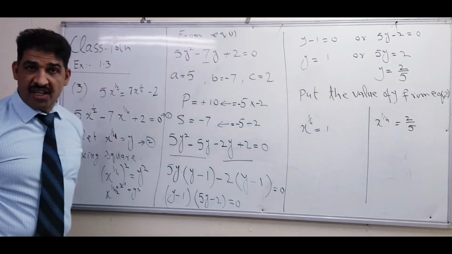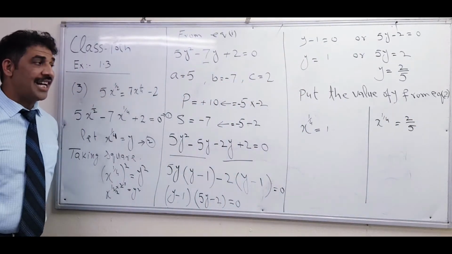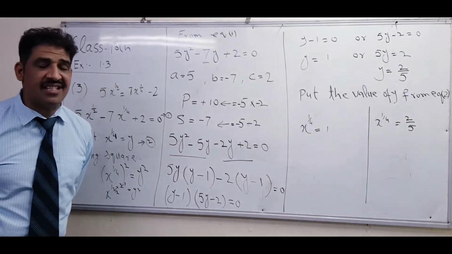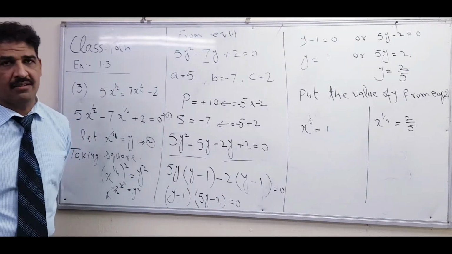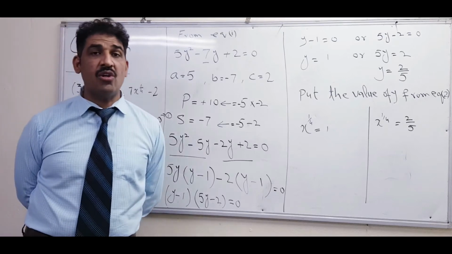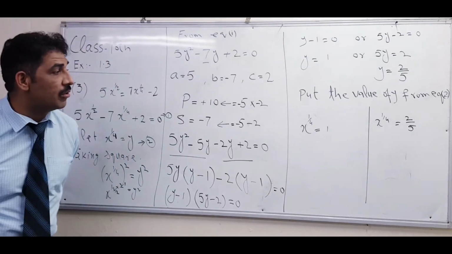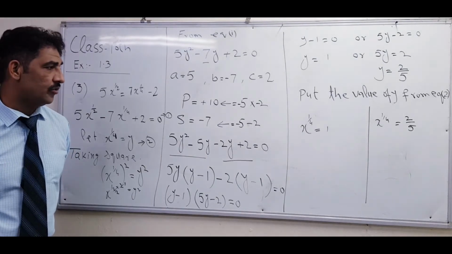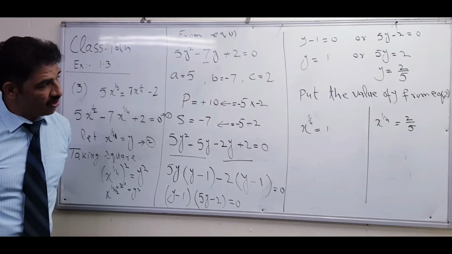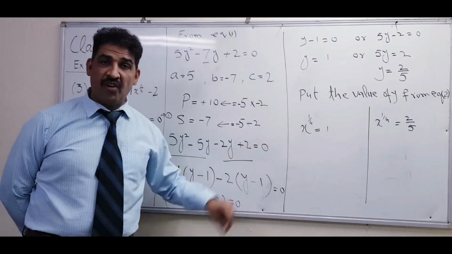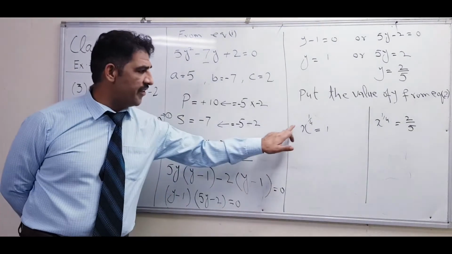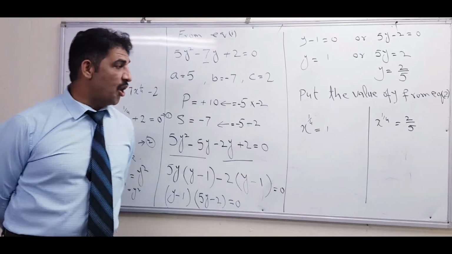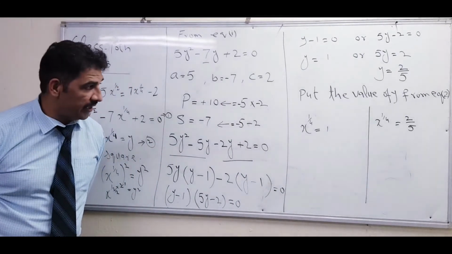Is our question finished now? No. Actually we have to make the left hand side x must be single. Single means its coefficient is equal to 1 and also its exponent is equal to 1. We need that on the left hand side. Because the coefficient is already 1, now we need x exponent 1.